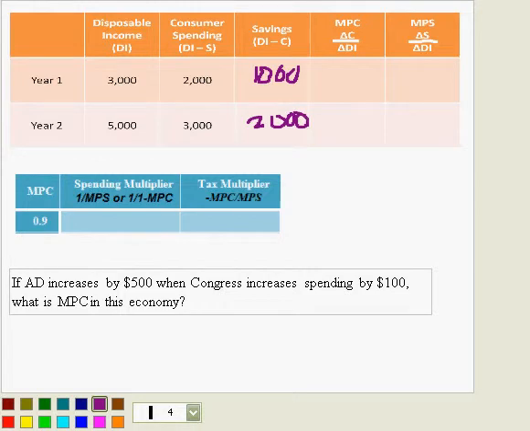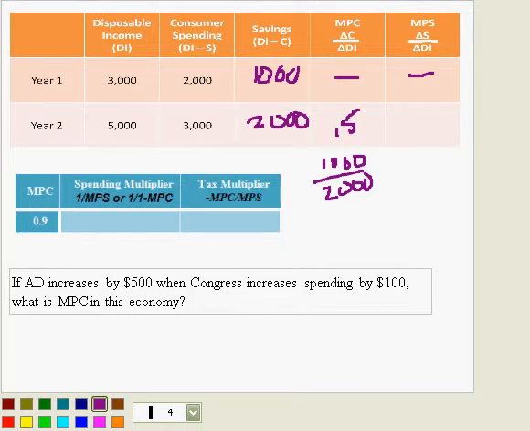MPC is a little bit difficult. You're looking at the change in consumer spending divided by the change in disposable income. So the change in consumer spending in year one, well, we don't know because there is no year zero. The change in consumer spending from year 1 to 2 is $1,000 divided by the change in disposable income, which is $2,000, is 0.5. And that would be your MPC.